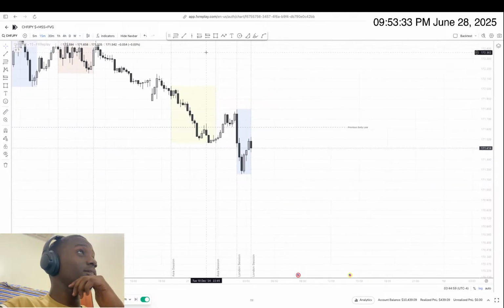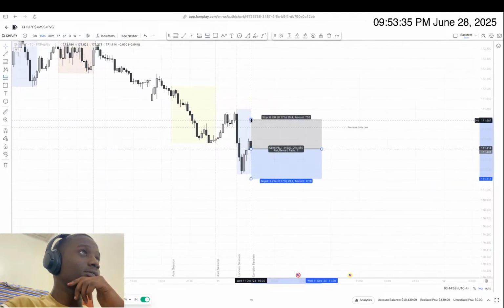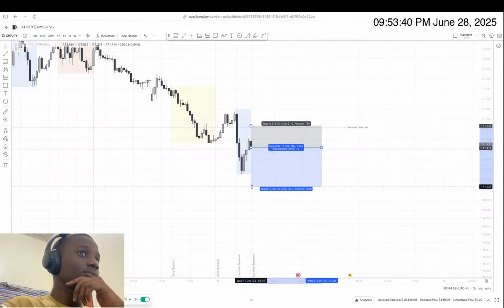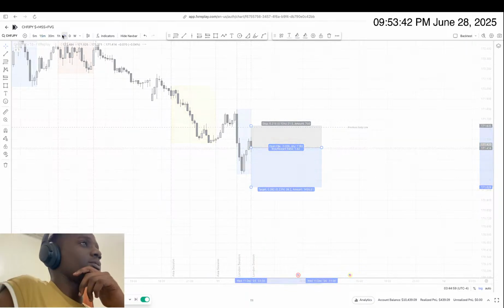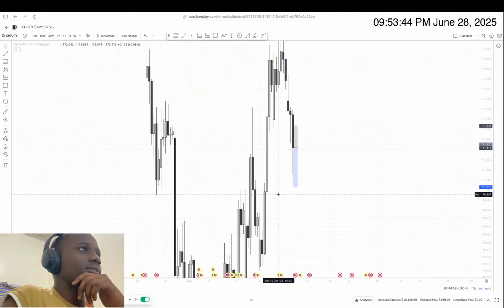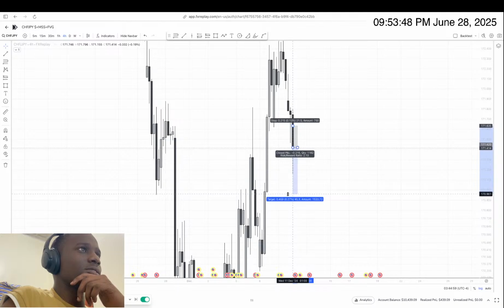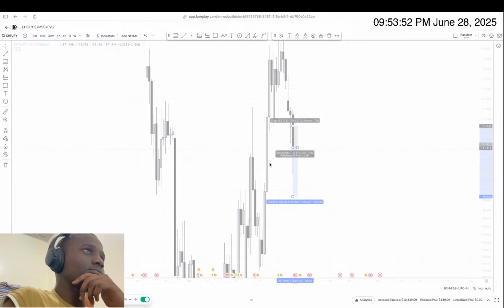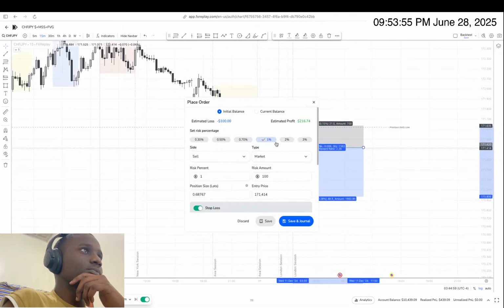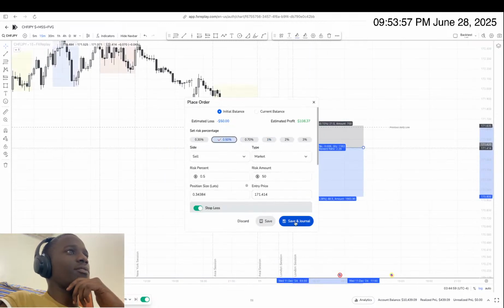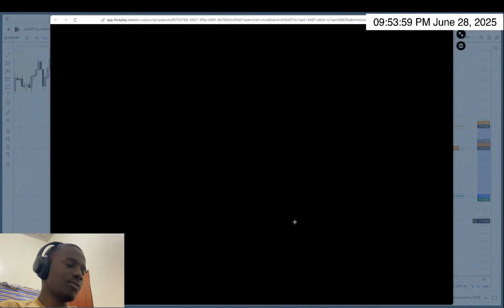So 15-minute is really looking nice, and maybe take this kind of entry and go back to the 4-hour to see our target. We would like to at least touch this gap right here. That will be our target. Risk 0.5 because we lost the last one, so we cut our risk by half.